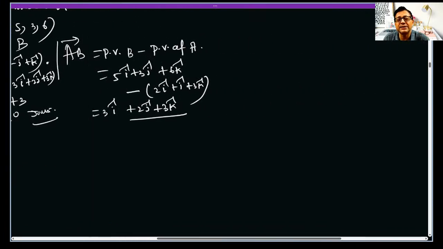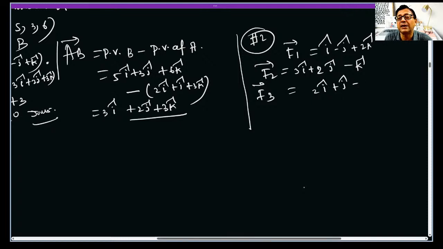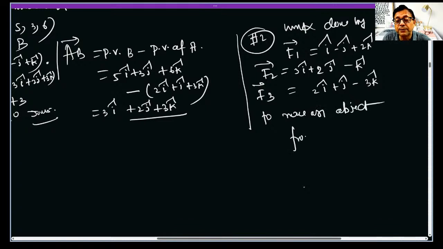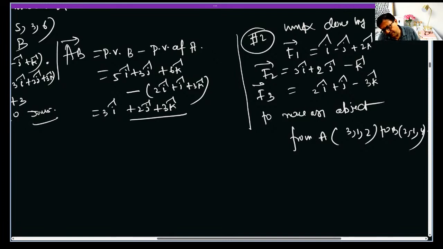Now another kind of problem may arise here. Find the work done by the forces F1 equal to i minus j plus 2k, F2 equal to i plus 2j minus k, F3 equal to 2i plus j minus 3k, to move an object from A (3, 1, 2) to B (2, -1, 4). How to solve this problem?